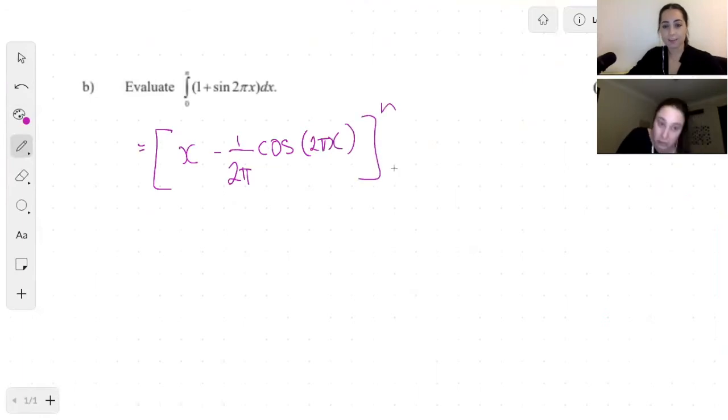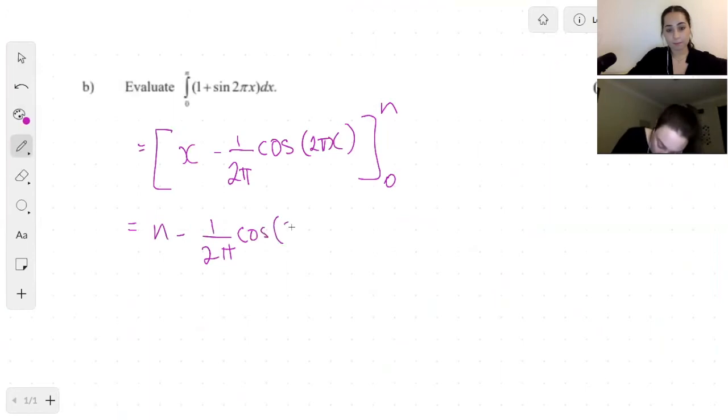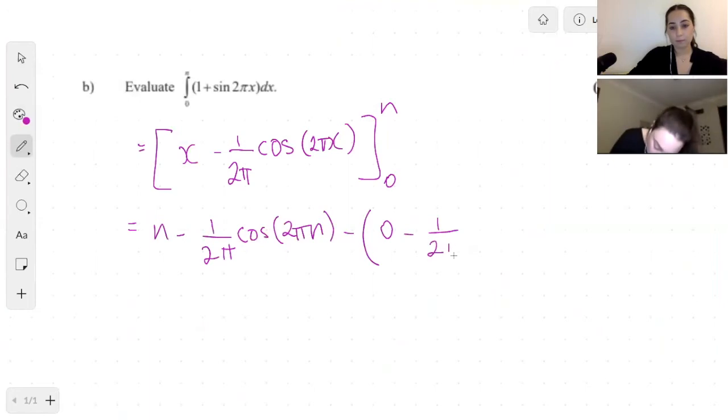And then, so n and 0. So do I just sub in n and 0? That's correct. So n minus 1 over 2 pi cos 2 pi n, minus, we're doing the same thing. 0 minus 1 over 2 pi cos 2 pi 0.